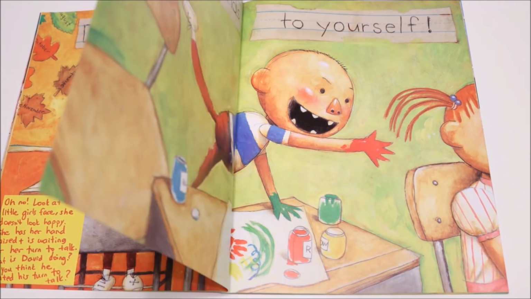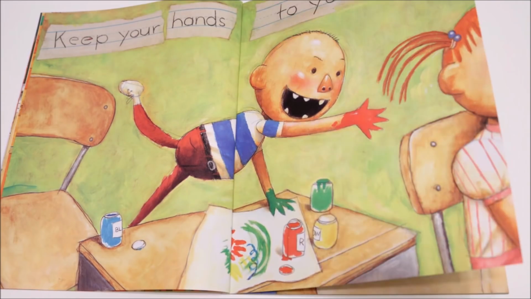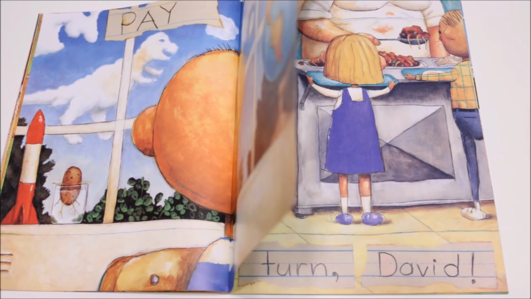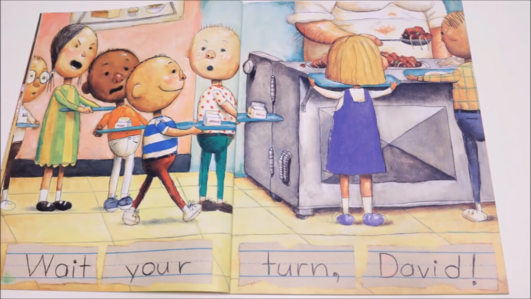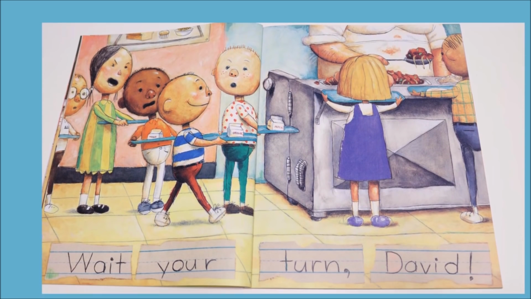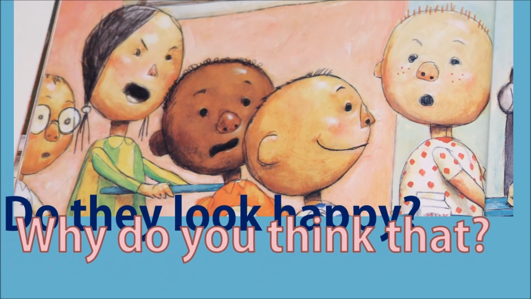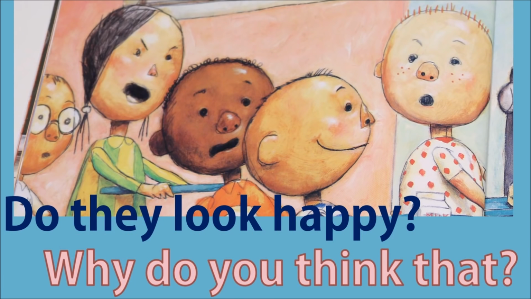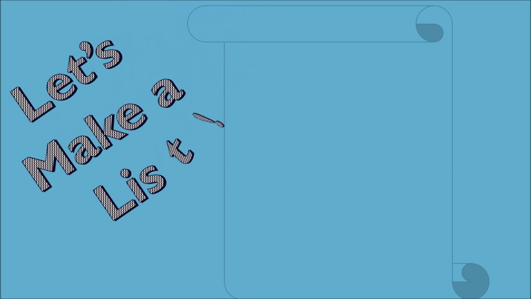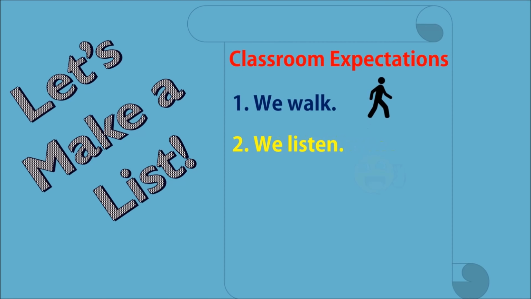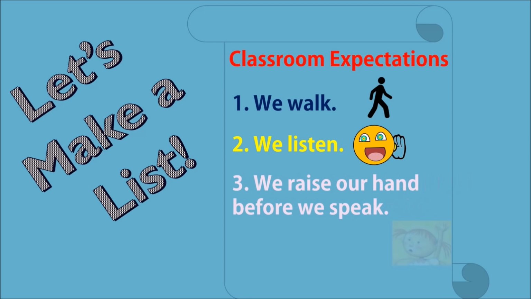The next page we will discuss is the one that shows kids in line for lunch. On this page, I start by reading, "Wait your turn, David." Then I ask questions like, "What do you think is happening in this picture? Look at the faces of the kids in line. Do they look happy? Why do you think that?" The goal is to elicit the response, "We take turns," or "We wait for our turn," for rule number 4.